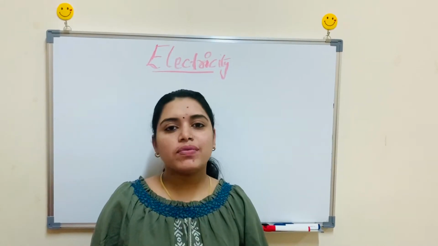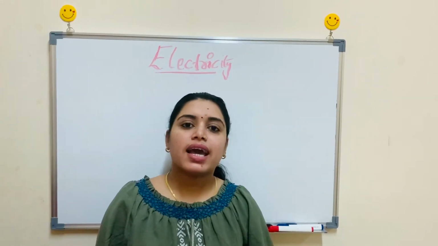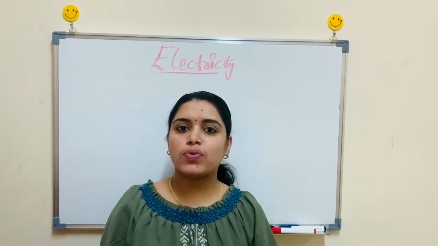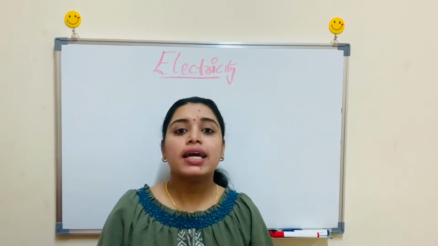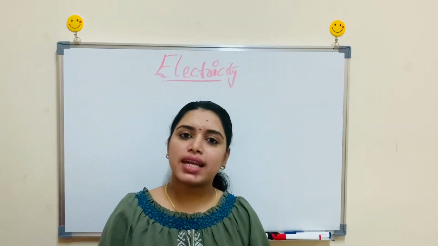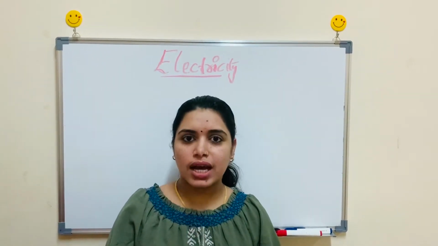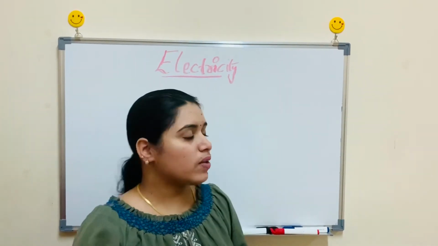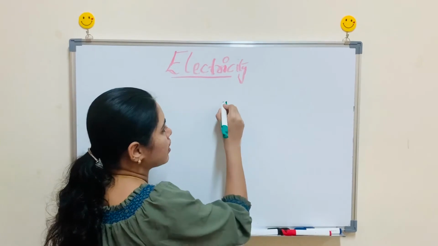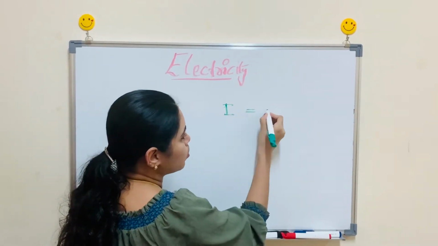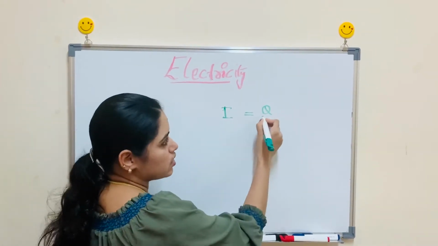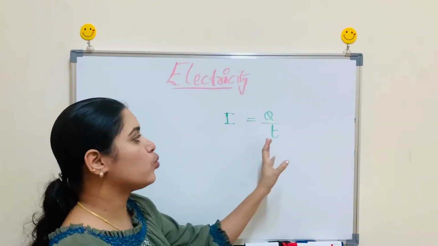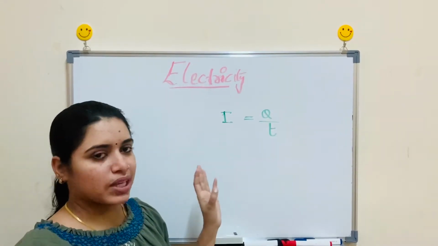Now, how can we express an electric current? An electric current can be expressed by the amount of charge flowing through a particular area in unit time. What is electric current? The amount of electric charge flowing through a particular area in unit time. How can we write it? Electric current I is equal to Q, the amount of charge flowing, divided by T. The amount of charge flowing in unit time is what is electric current.